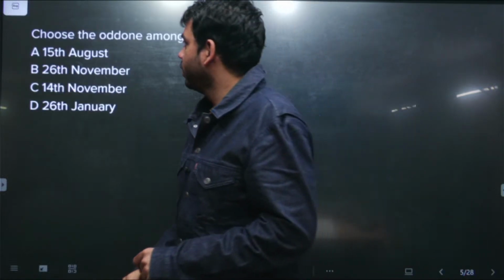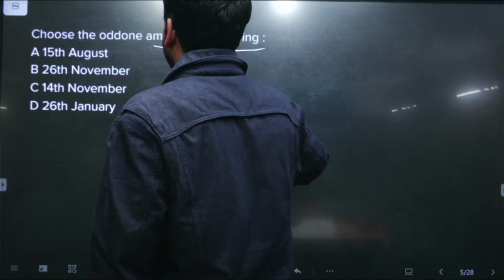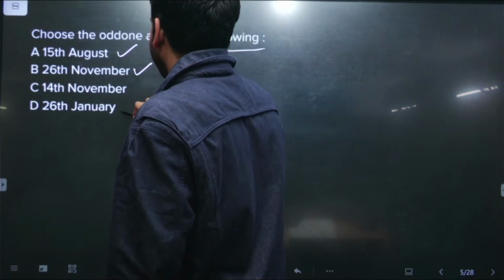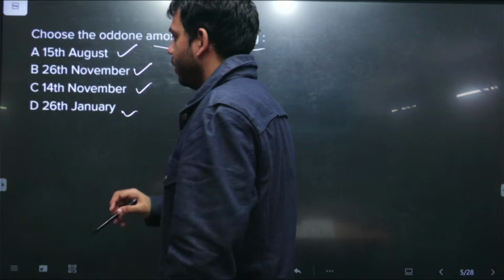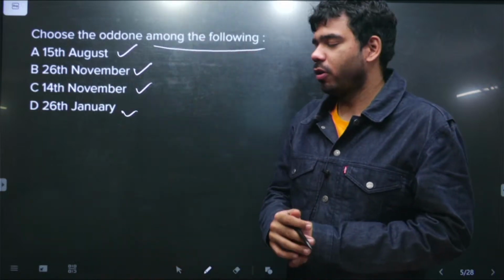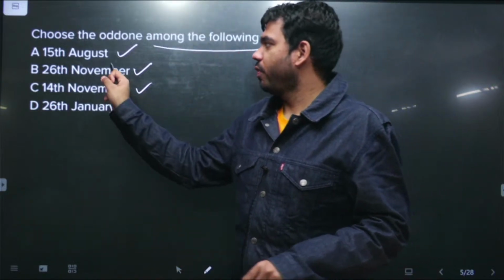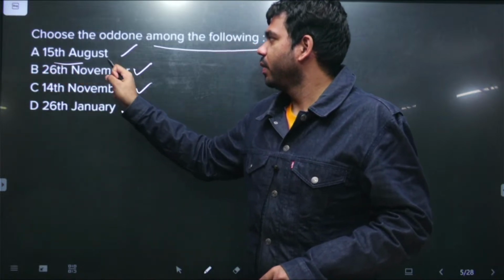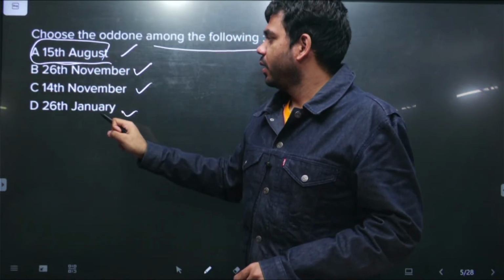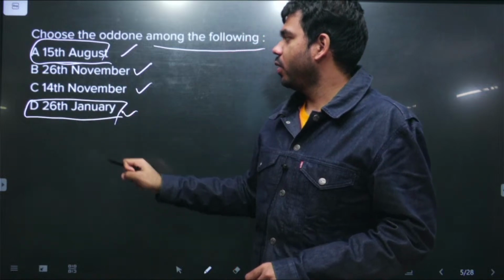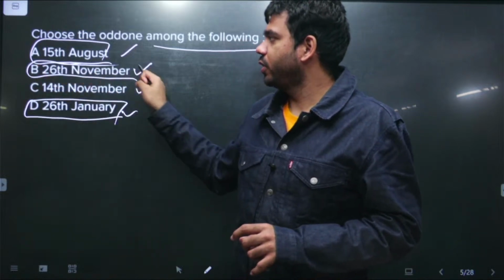This is the next question. We need to find the odd one among the following: 15th August, 26th November, 26th January, and 14th November. This question is based on history, the modern history of India, a very basic thing. 15th August is Independence Day of India, right? 26th January is the Republic Day of India, and 26th November is the Constitution Day of India.